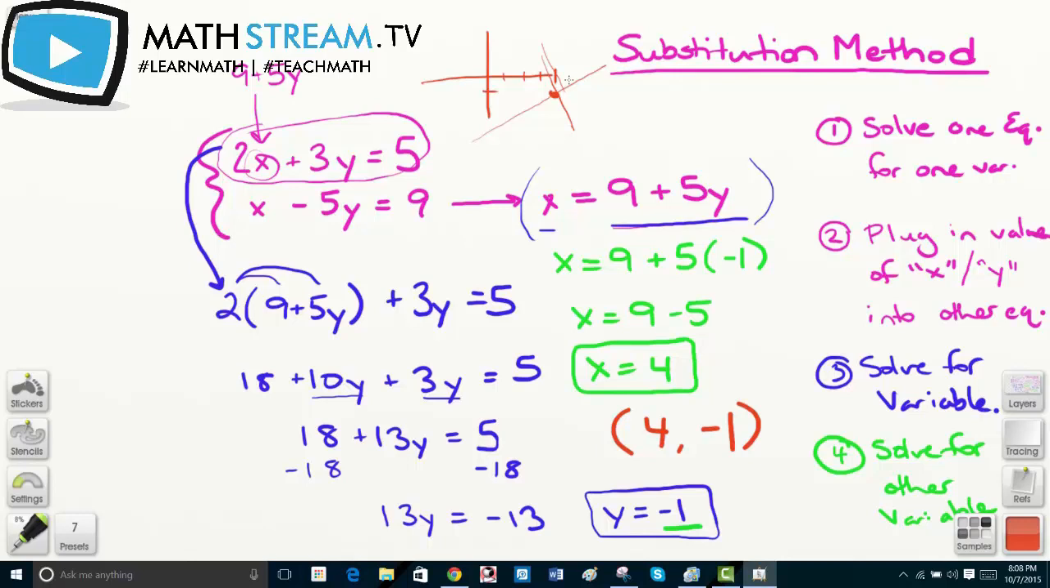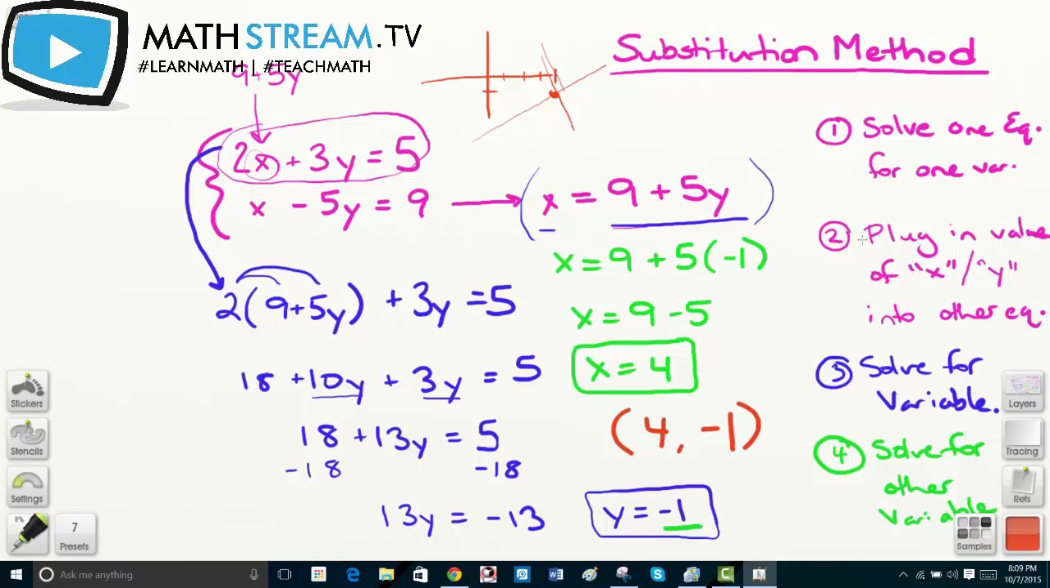Let me review one more time before we'll actually stop this here, and in the next video I'll show you a second substitution example. But before we move on, I want to just review our steps. First step was we solved one of the equations for one of the variables. So we took the second equation here, x minus 5y equals 9. We solved it for x. Second step, we plugged in that value. So x was equal to 9 plus 5y. We took 9 plus 5y and plugged it into the other equation.